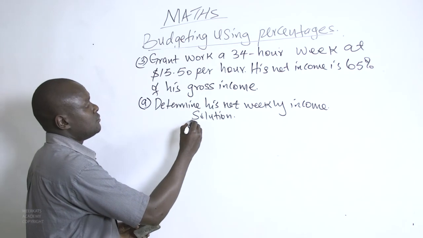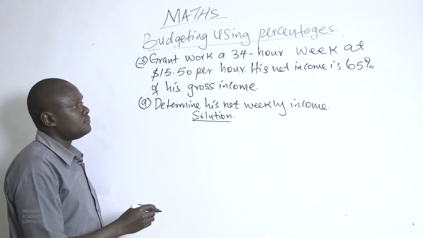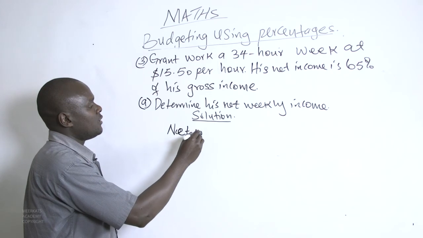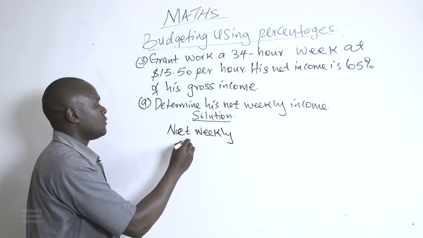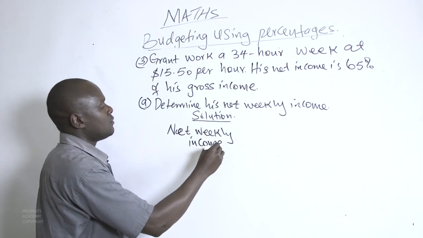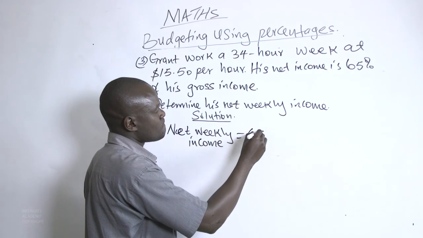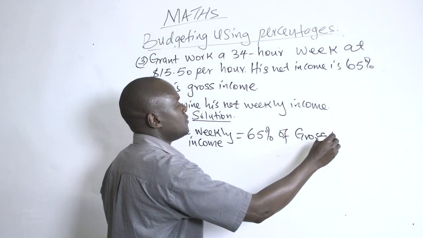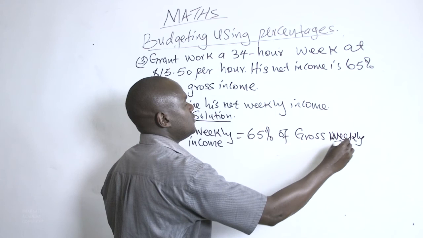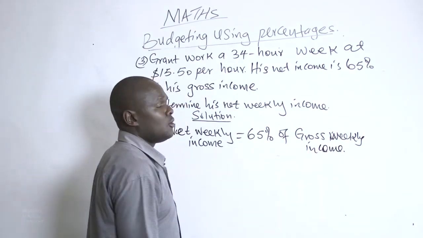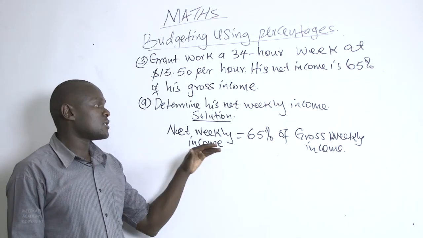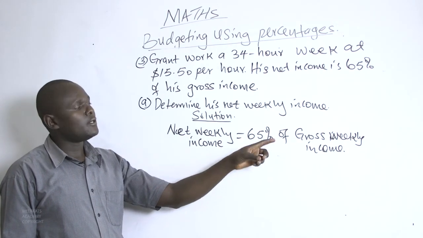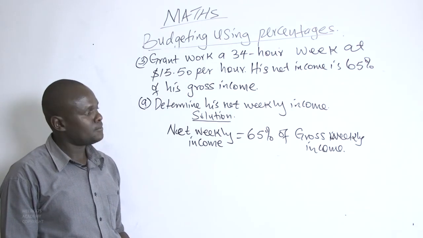We need to determine his net weekly income. And we have been told that his net weekly income is equal to 65% of his gross weekly income. So we cannot calculate the net income if we've not calculated the gross income. So it is prudent that we calculate the gross weekly income first before we get 65% of that.